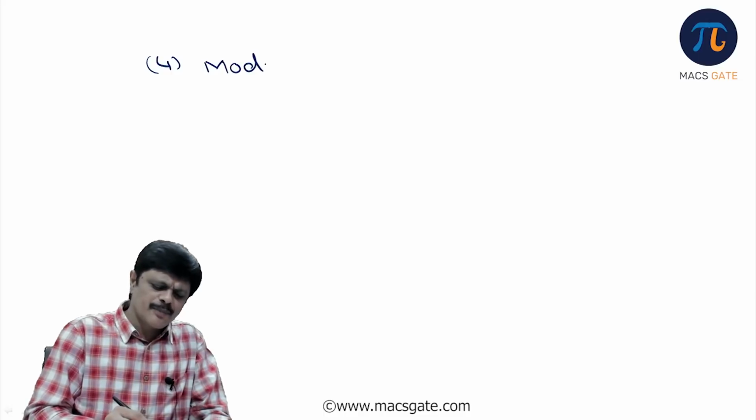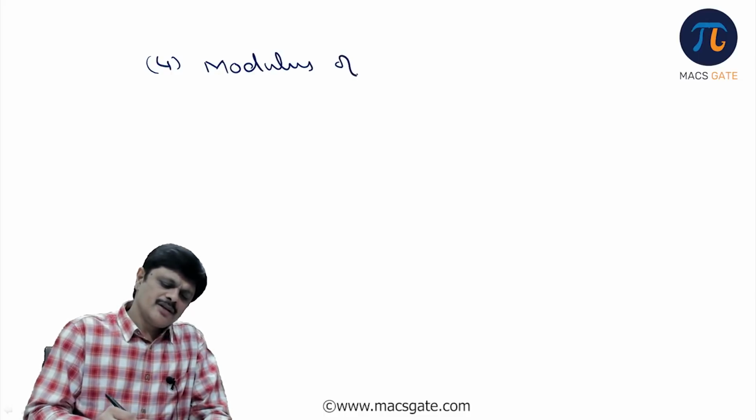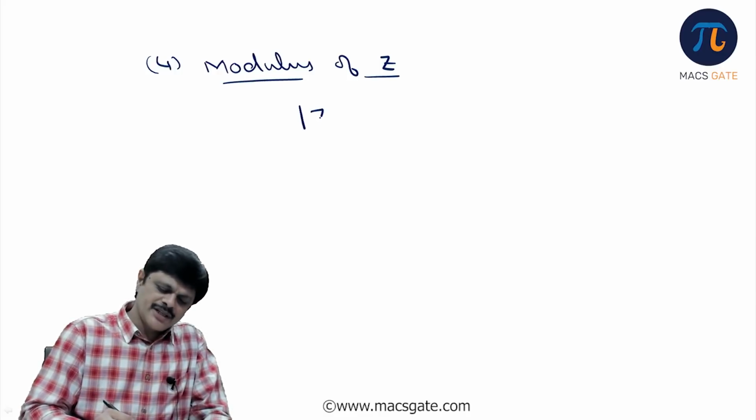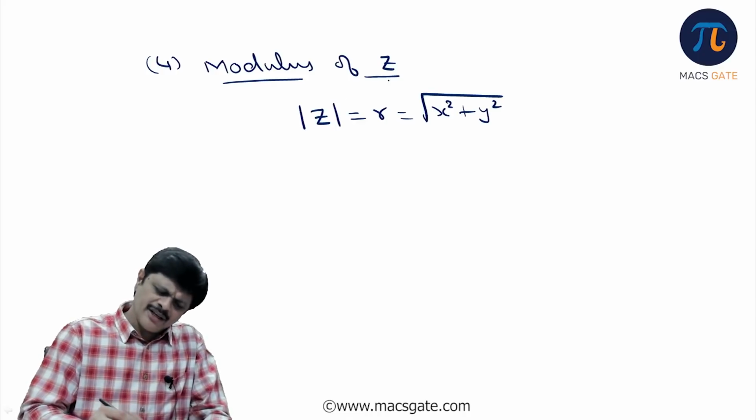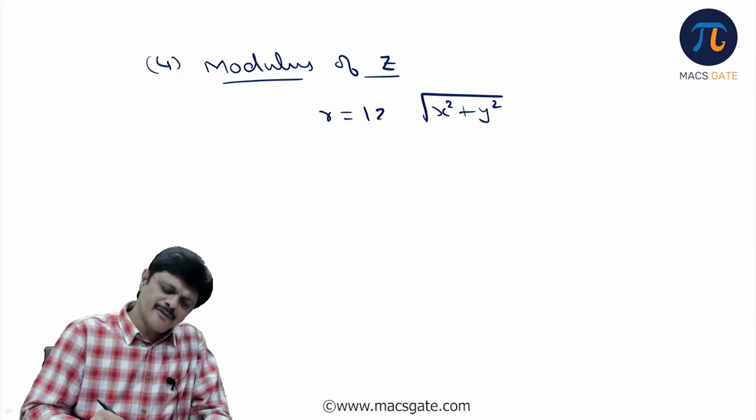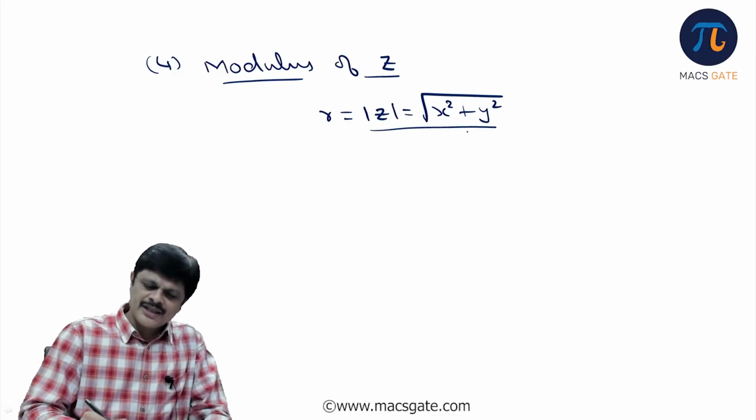Modulus of z, or simply mod z. The modulus of z, we write, mod z is nothing but r. That is nothing but under root x square plus y square. This is how we write it: r is equal to mod z, which is equal to this. R is mod z, and the value is under root x square plus y square.